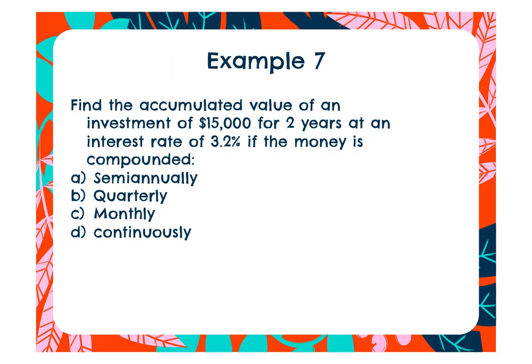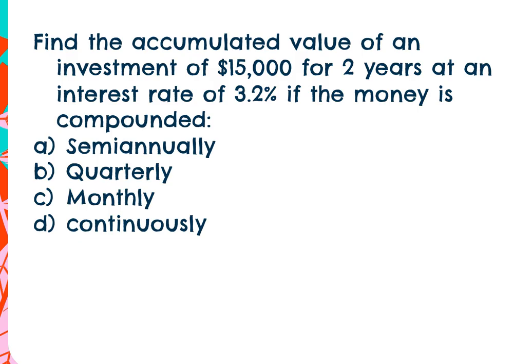Okay, so it says find the accumulated value of an investment of $15,000 for 2 years at an interest rate of 3.2% if the money is compounded semi-annually, quarterly, monthly, and continuously. So 4 different questions. If it's semi-annually, how many times a year is that? 2. If it's quarterly, it's 4. Good. If it's monthly, it's 12. And if it's continuously, we're using PERT.